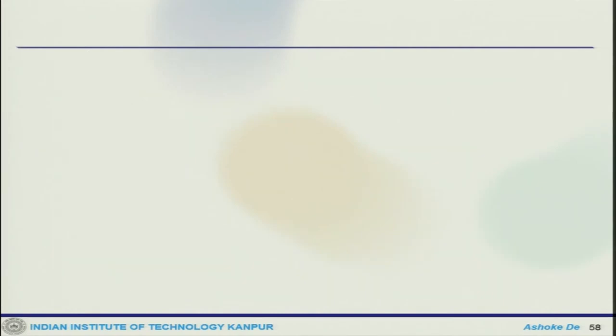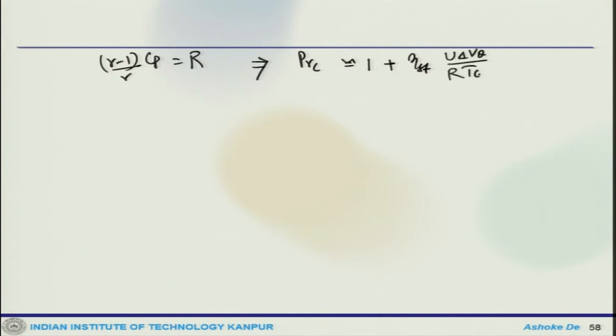Now, further simplification: gamma minus 1 by gamma into Cp is R. So, if we put it back, we will get PRC as 1 plus eta st u delta V theta by R T naught 1. So, these are design point analyses. Now, at off design condition, one can look at what happens.